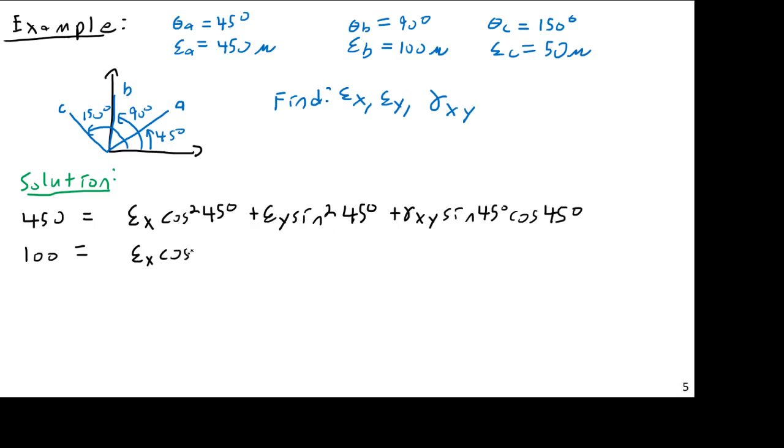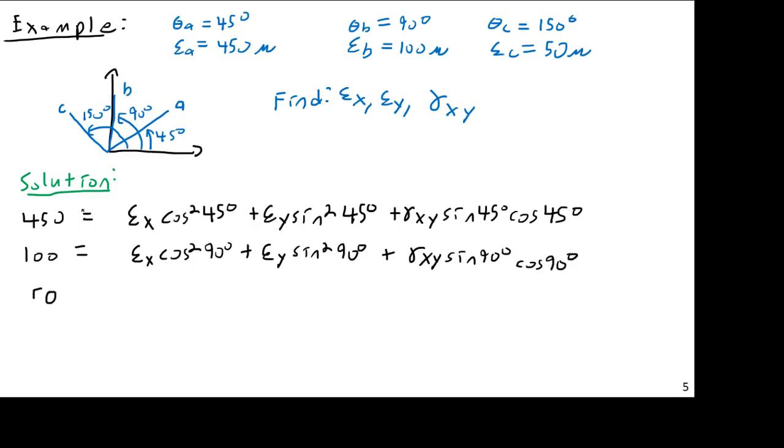100 micro equals epsilon x times the cosine squared of 90 degrees plus epsilon y times the sine squared of 90 degrees plus gamma xy times the sine of 90 degrees times the cosine of 90 degrees. Plug and chug.